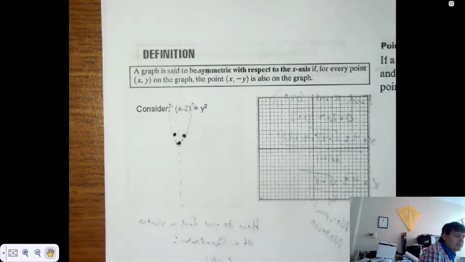We get to test symmetry. These are fun. The graph is said to be symmetric with respect to the x-axis if for every point (x, y) on the graph, the point (x, -y) is also on the graph. Consider this, x minus 2 equals y squared. So I guess we're tasked with graphing this thing. That's not exactly a really fun thing to graph by hand, but we can do it.